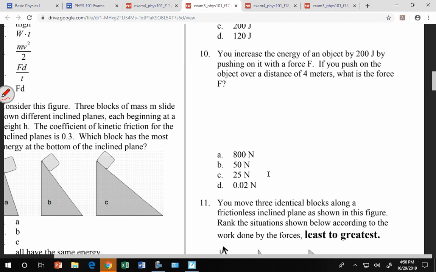Let's look at number 10. You increase the energy of an object by 200 joules by pushing on it with a force F. If you push on the object over a distance of 4 meters, what is the force F? Well, this is just work energy, right? Work is equal to a change in energy. But work is force times displacement. So this is just F times 4 equals 200. And so F has to be 50.